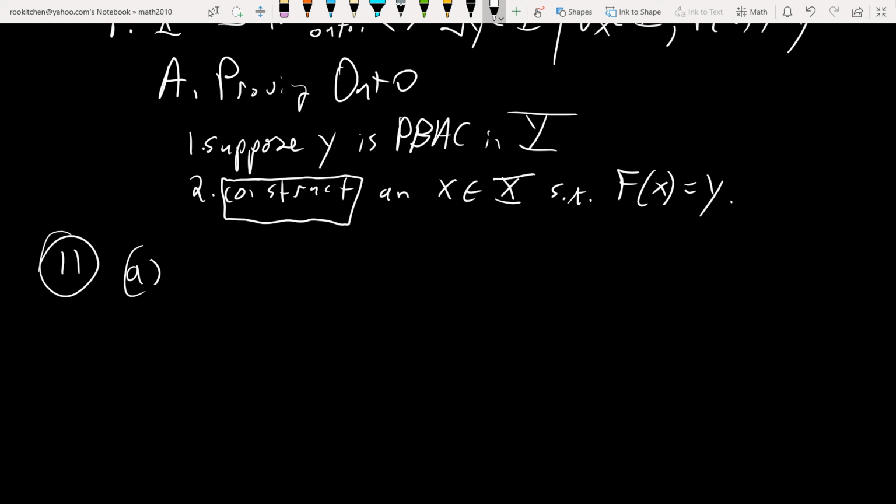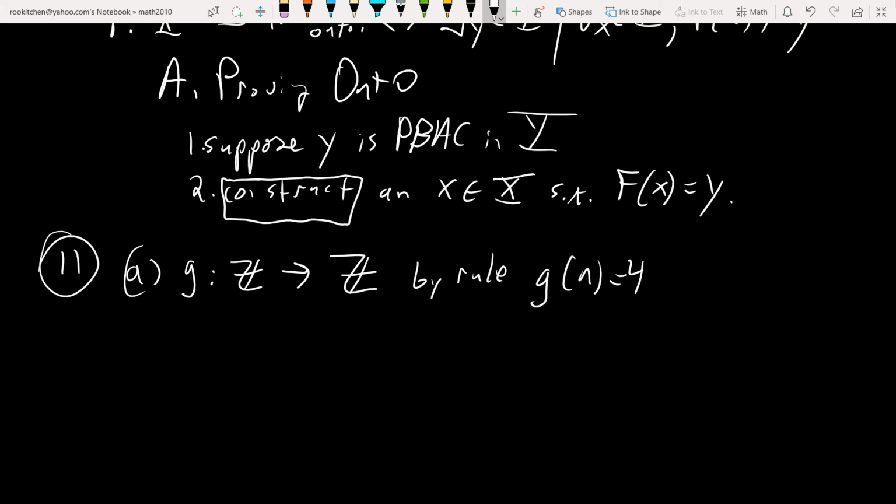We'll do a counterexample type first, so we're going to show that this thing is not onto. So we have g from the integers to the integers using the rule g of n equals 4n minus 5. Okay, so if it was onto, for every integer there should be a corresponding integer such that g of that integer is equal to that other integer. And okay, so let me write this out. So onto is going to be no.